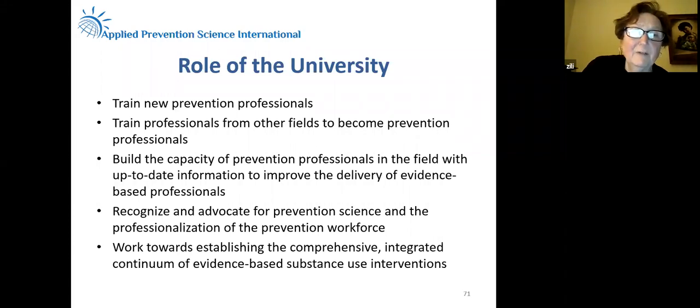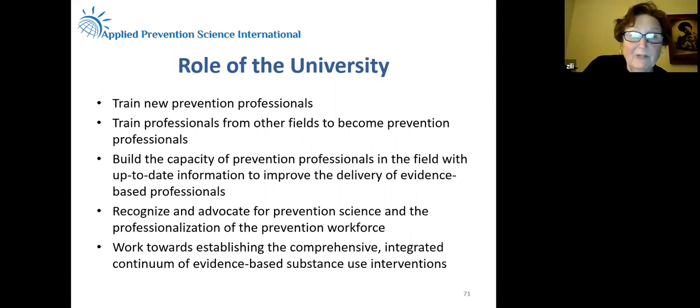We find that a lot of professionals, nurses, social workers, health educators, they're doing prevention, but they don't consider themselves prevention professionals, and they don't speak the language of prevention professionals. So we would like to reach out to them to help them identify themselves as prevention professionals and to join the field. We want to build the capacity of those who already define themselves as prevention professionals and to provide them with up-to-date information so that they improve the delivery of evidence-based interventions.